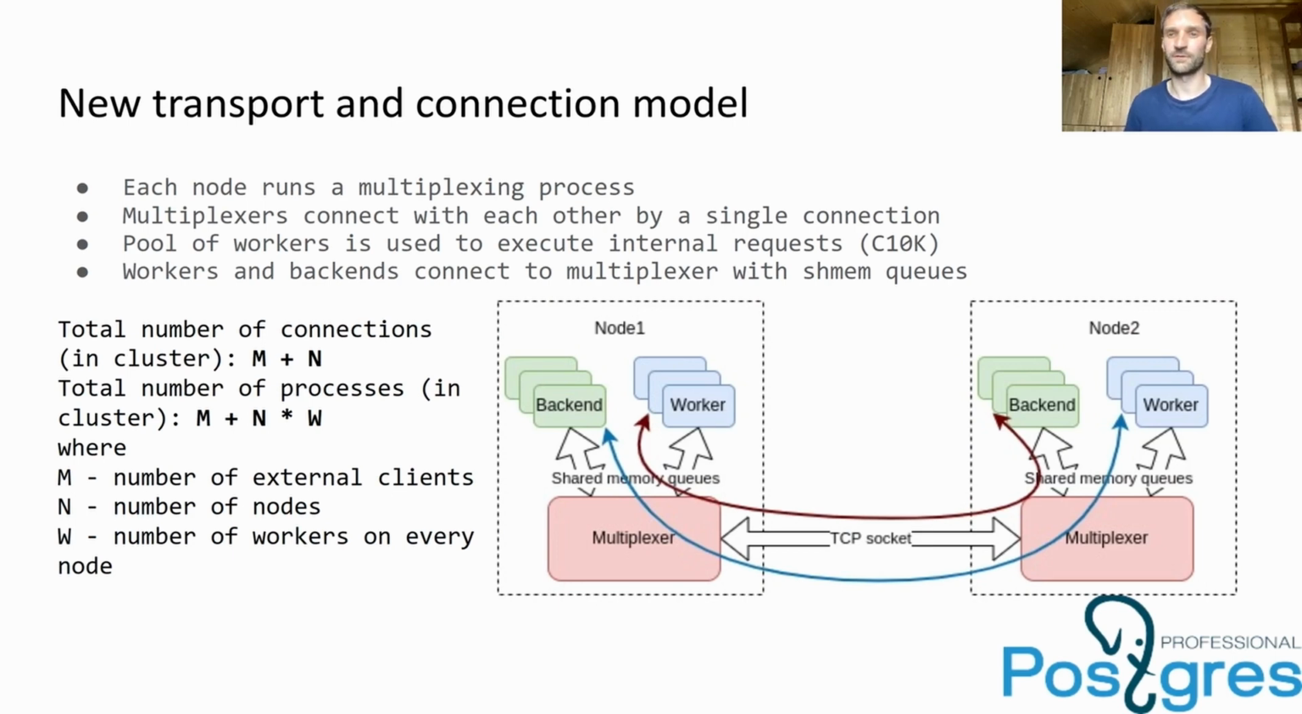So what can we do about this? We want to suggest a new transport and connection model that solves these issues. The architecture details are as follows. It has some similarity with the ideas from the C10K problem. Each node runs a multiplexing process. Multiplexers connect with each other by a single connection. A pool of workers is used to execute internal requests, and workers and backends connect to the multiplexer with shared memory queues.